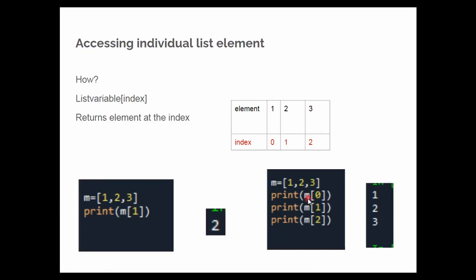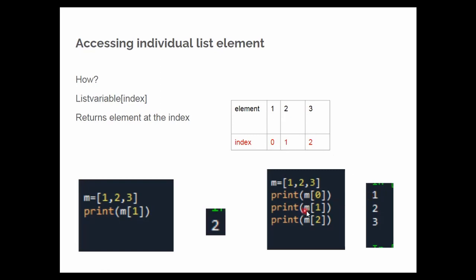Now here we have print statements for displaying each and every value of the list. As we have three elements, we are going to write three different statements. In the first statement, what am I going to write? I am going to write m of 0. What does it indicate? What is present in index number 0? What is present in index number 0 is 1. It will display 1 here.